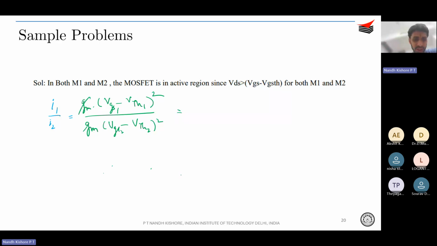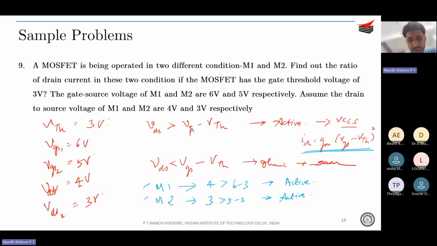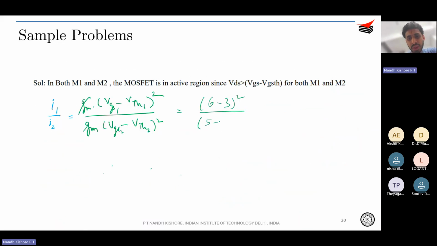VGS minus V threshold, 6 minus 3, the whole square, divided by VGS2, which is 5, so 5 minus 3, the whole square. So 6 minus 3 is 3, 3 squared is 9, divided by 5 minus 3 is 2, 2 squared is 4. So the ratio is 2.25. It's a very simple question.